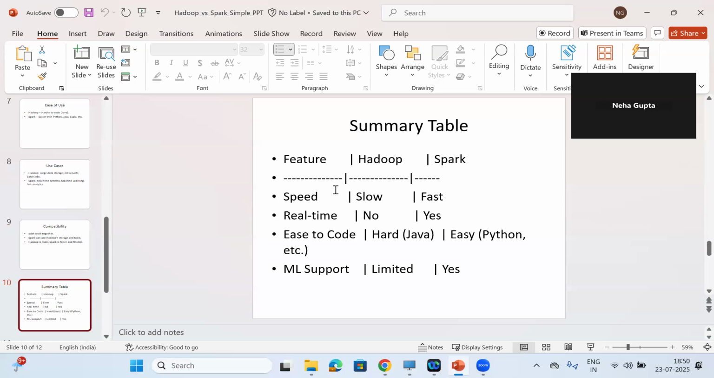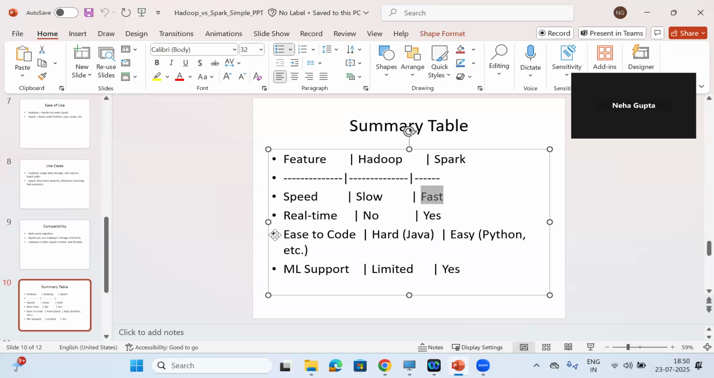Let's summarize. We have Hadoop and Spark. Speed: Hadoop is slower than Spark. Spark is faster. Hadoop can't process real-time data, but Spark can. Nowadays everything is about real-time data, so that's why we are not using Hadoop, because it can't process real-time data, but Spark can.